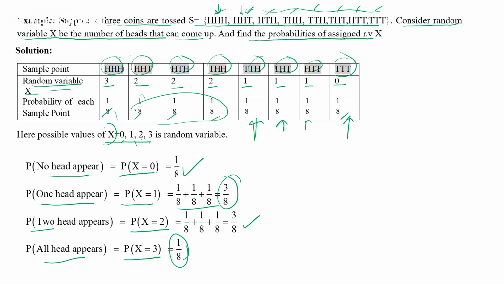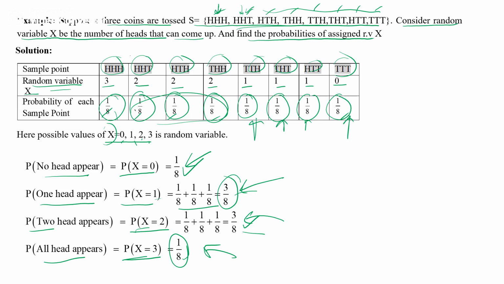So here you have to remember, these are the probabilities of each sample point of a sample space, and this is the probability of the random variable which we assigned. It means the probability of x equal to 0 is 1 by 8, x equal to 1 is 3 by 8, x equal to 2 is 3 by 8, and when x is equal to 3 it is 1 by 8.